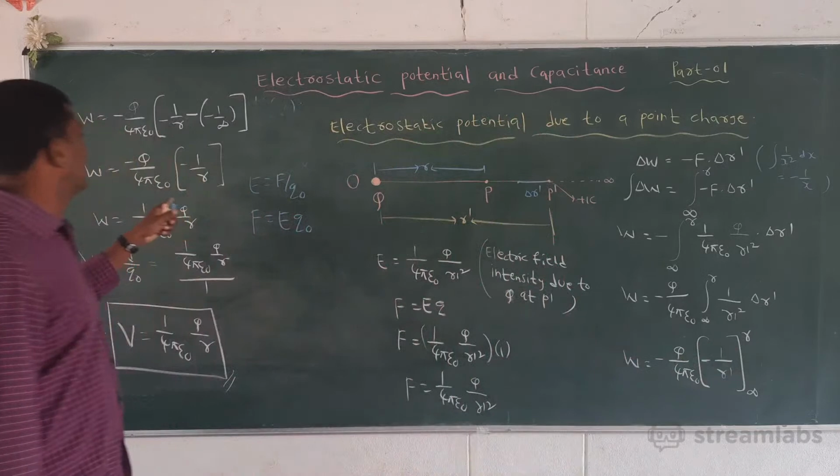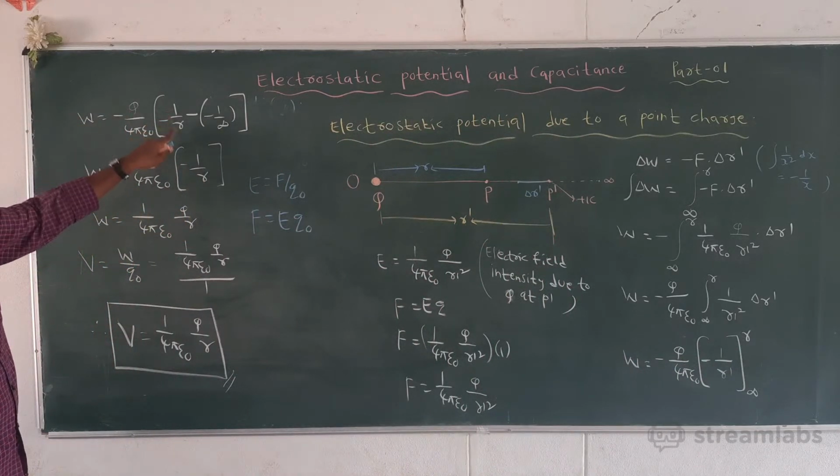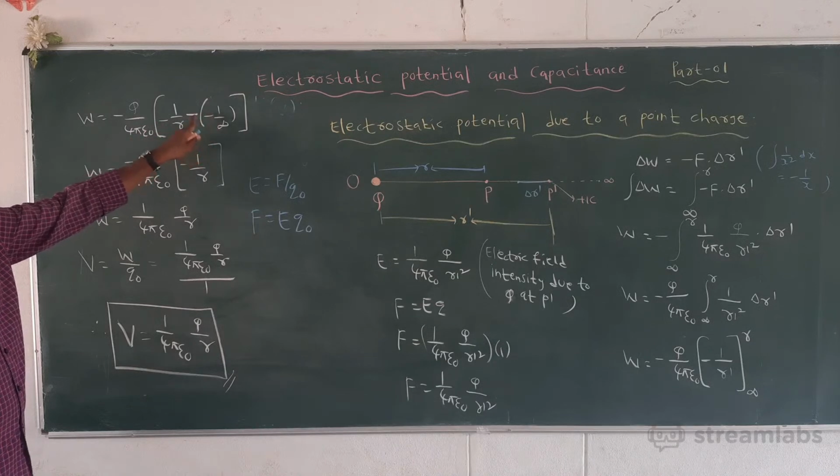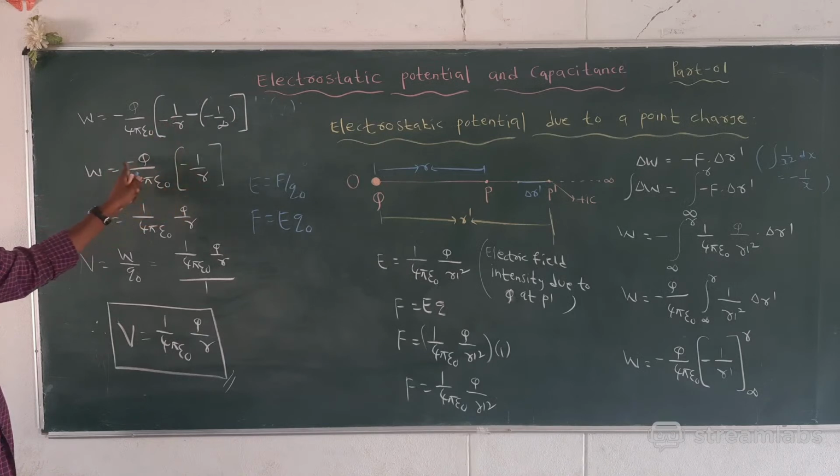అదే విధంగా రాసిన తర్వాత W is equal to -q by 4π ε naught into (-1/r minus of -1/infinity). 1/infinity 0 అవుతుంది కాబట్టి -1/r అని రాస్తున్నాం. మైనస్ ఇంటూ మైనస్ ప్లస్ కాబట్టి W is equal to 1/4π ε q by r.